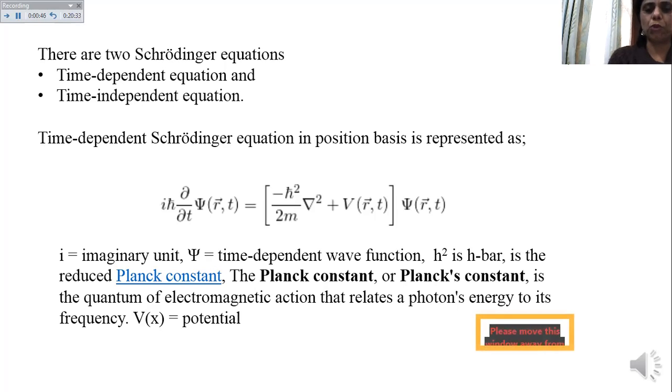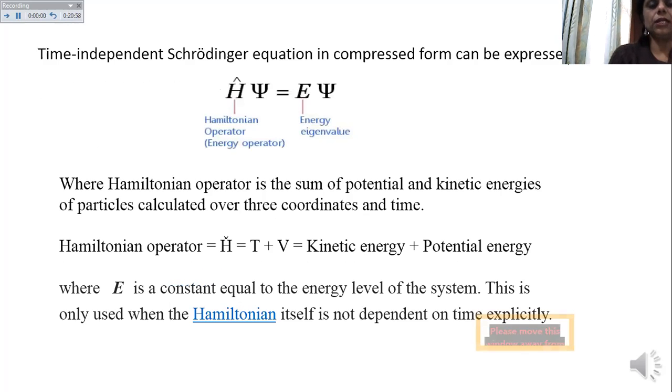V stands for the potential of these electrons with respect to r and t, that is with respect to space and time. And psi is the wave function that is time dependent, which varies accordingly to time, and where you can see i is a complex number, that is the imaginary unit. And the time independent Schrodinger equation, in the compressed form, can be written like this, which is H psi is equal to E psi, where H is the Hamiltonian operator and E is the energy eigenvalue.